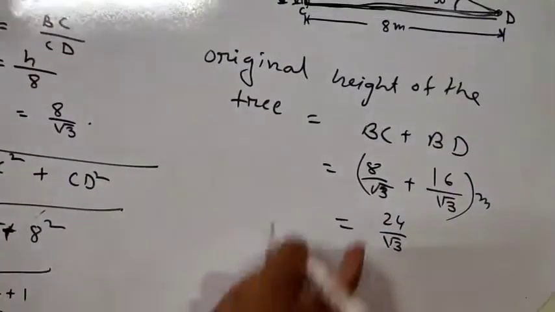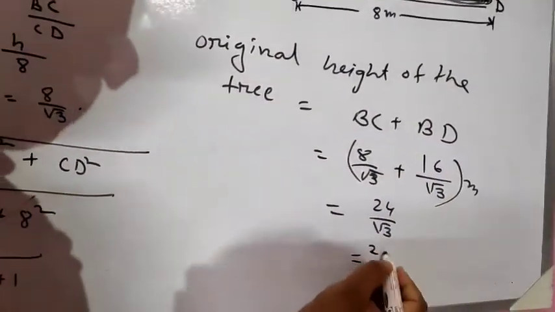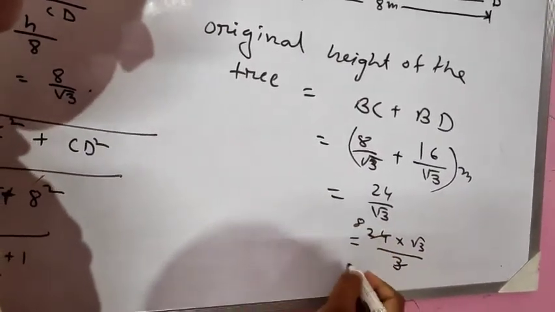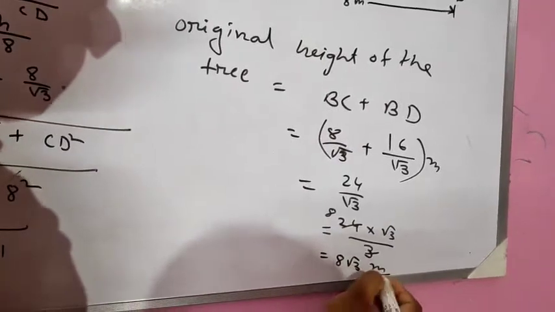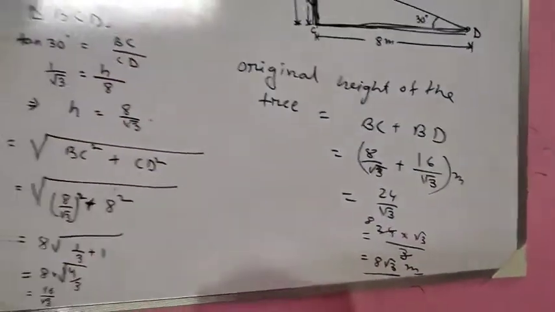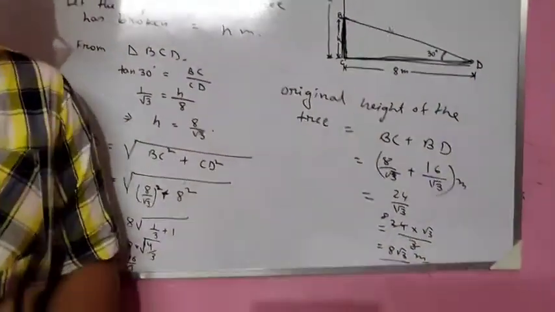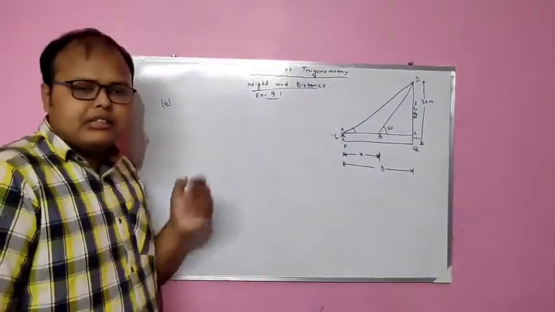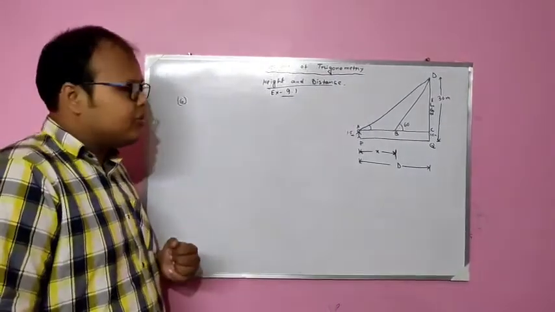If we rationalize the denominator now, we will get 24 into root 3 divided by 3, which is nothing but 8 root 3 meter. So we have got the original height of the tree as 8 root 3 meter. So let's proceed to the next sum. Next we will be doing number 6 from your exercise 9.1.